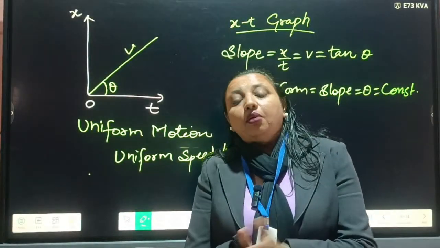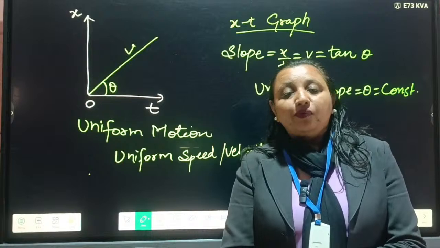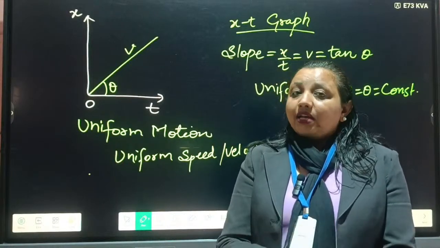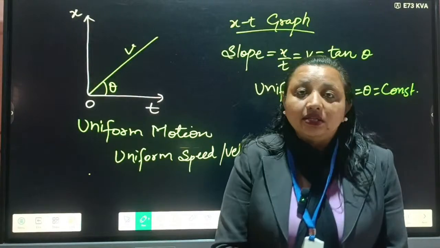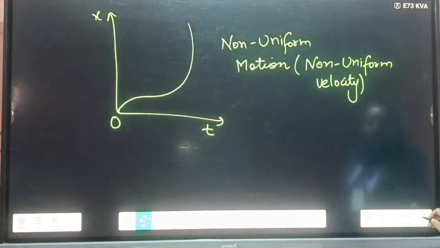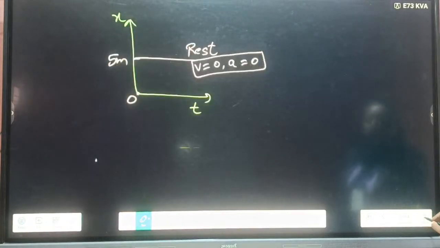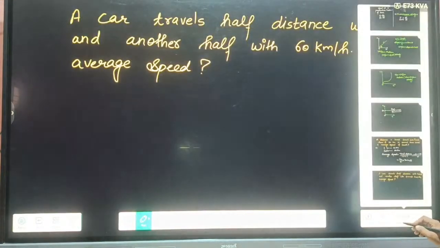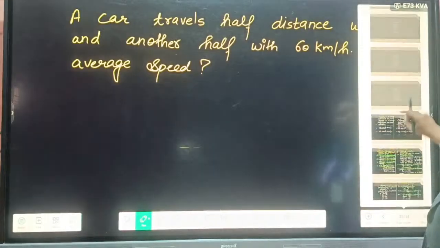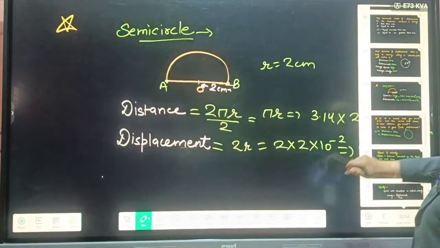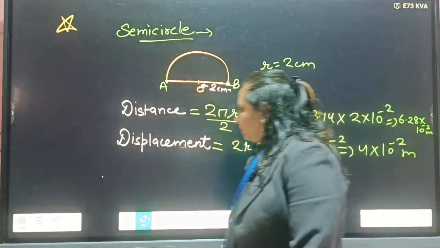Also the graph of uniform motion and non-uniform motion, or we can say uniform velocity and non-uniform velocity, and the graph when the object is stationary, when the object is at rest. This we have also discussed. Okay, this is the x-t graph when the object is at rest. Some questions we have done. Next, some more questions we will do in this case.